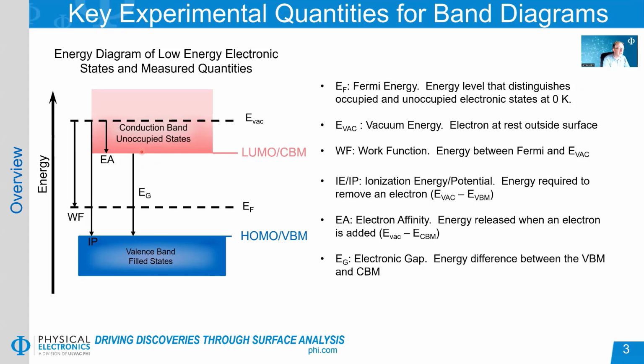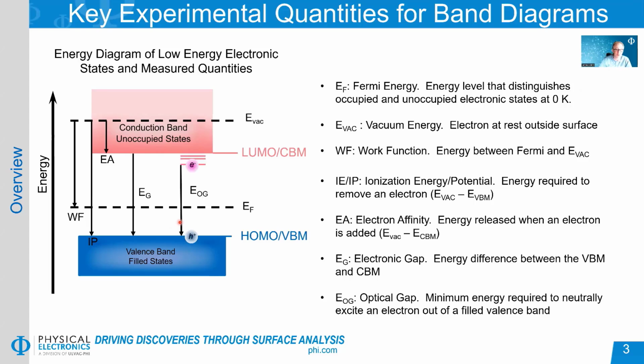The electronic gap, which is the energy difference between the bottom of the conduction band and the top of the valence band. And the optical gap, which is the minimum energy required to excite an electron in the system, but neutrally. So we're going to have an electron and then a hole that gets left behind. And this is what we measure with REELS.